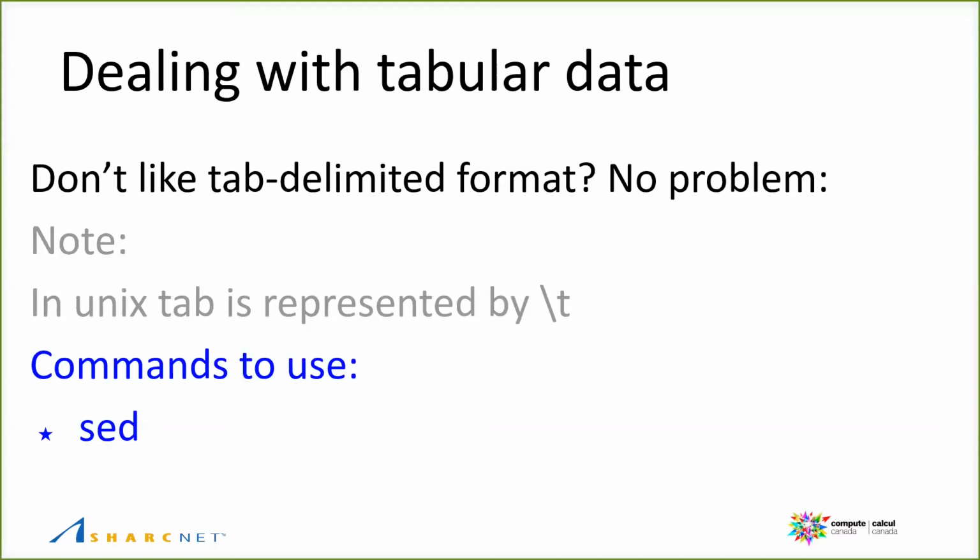Now, let's imagine that we don't like the tab delimited format, it's a problem. We want to switch it to, for example, a comma delimited format, right? One note here: in Unix, which is Linux and some Mac, the tab is represented by this, a backslash escape character and T. That means tab, okay?